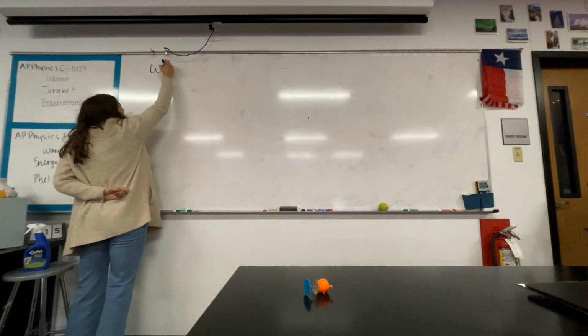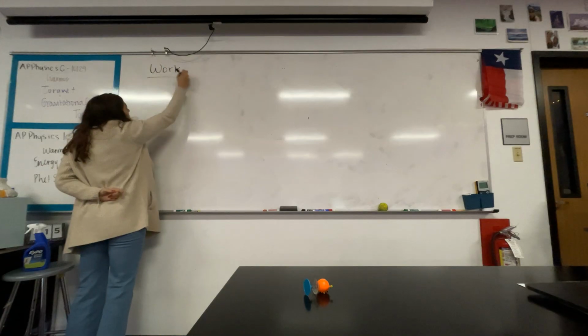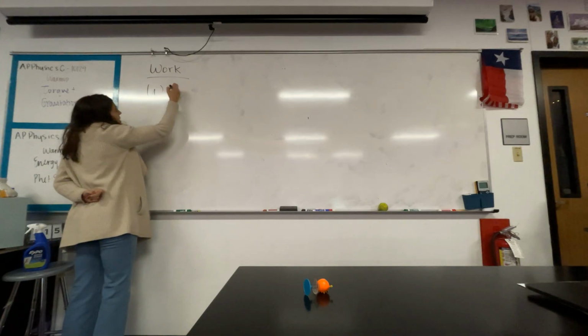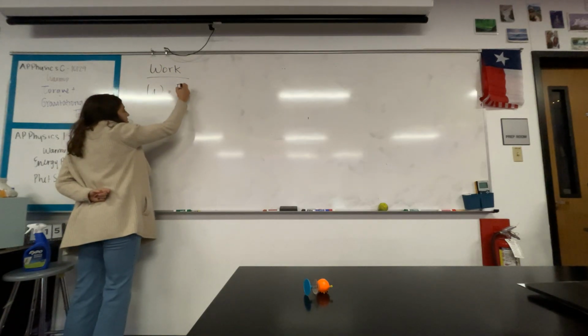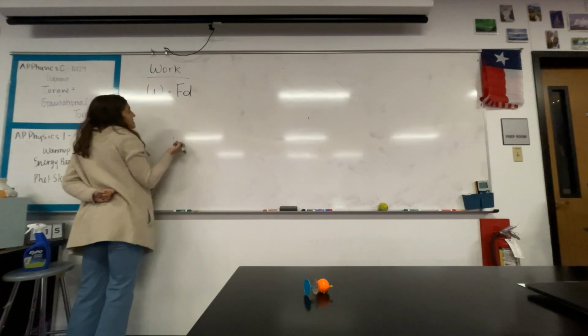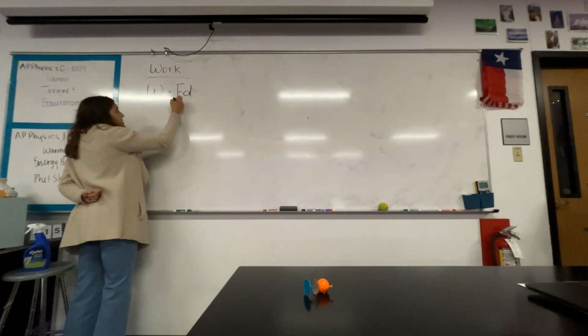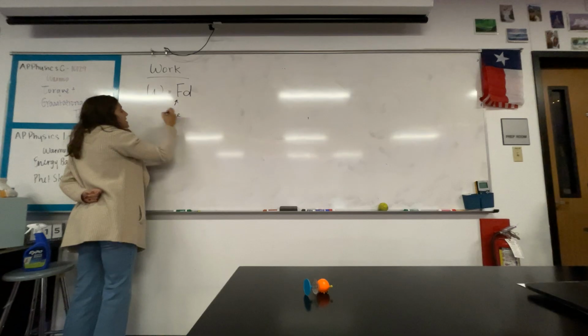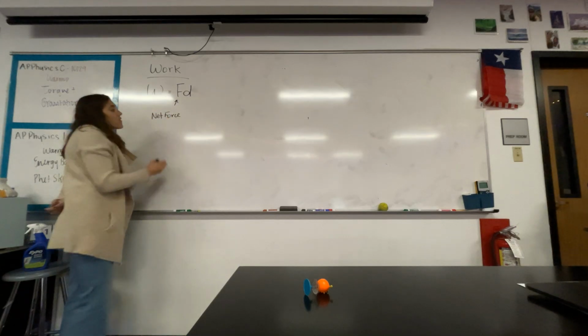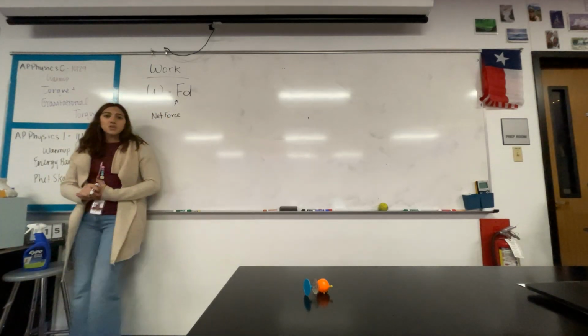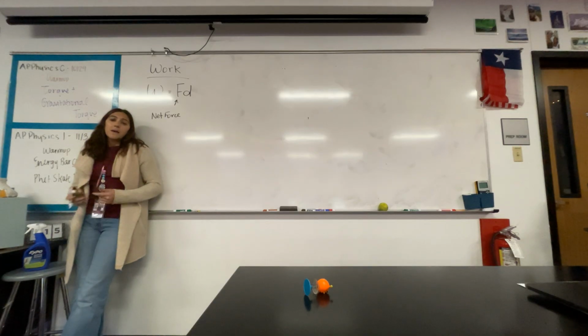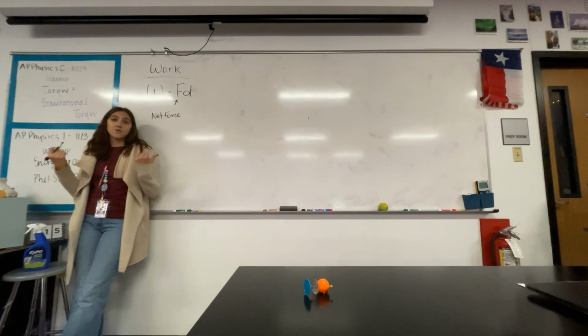Work is done when a force is applied over a distance. So this is a force. It would have to be a net force. If there are balanced forces, then each individual force can do work, but the amount of work it's going to do will be equal and in opposite directions.